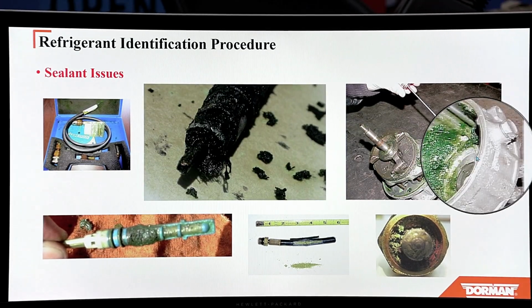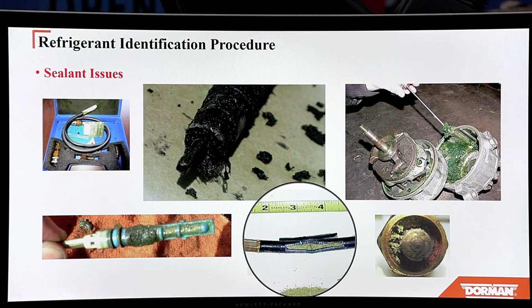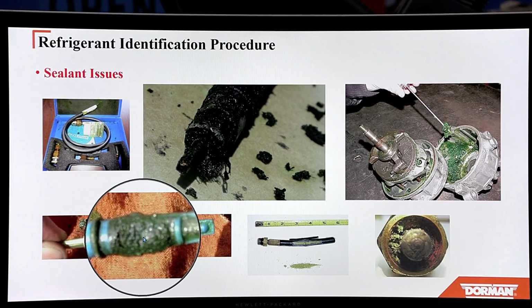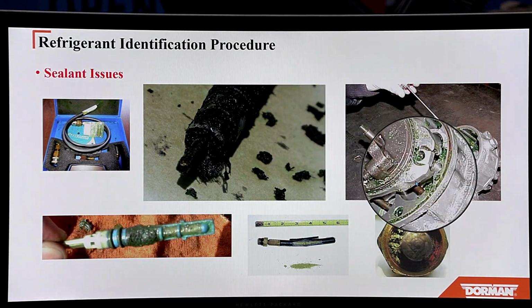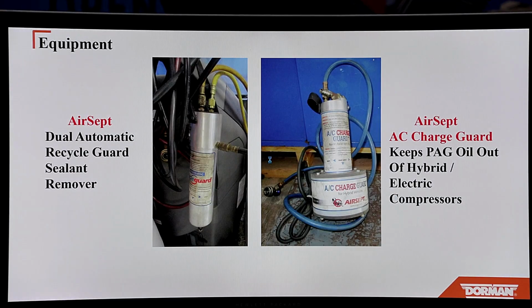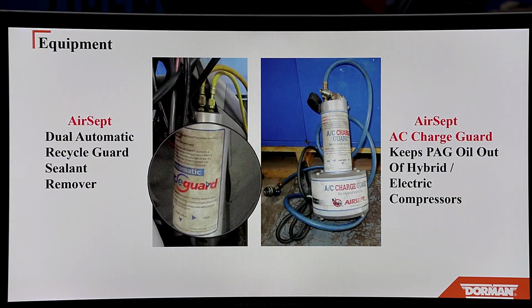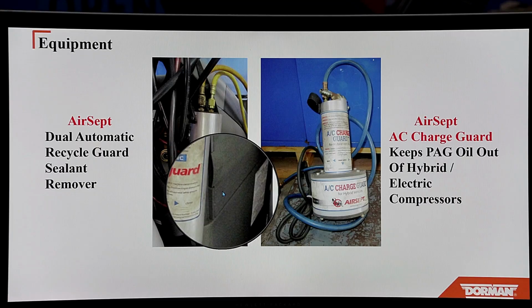Look at this junk. Look at this junk. Ruins hoses, clogs it up. You know, orifice tubes. Totally messes things up. Compressors. Breaks everything down. Here's what you want to buy. Air guard. So we have one for each machine.